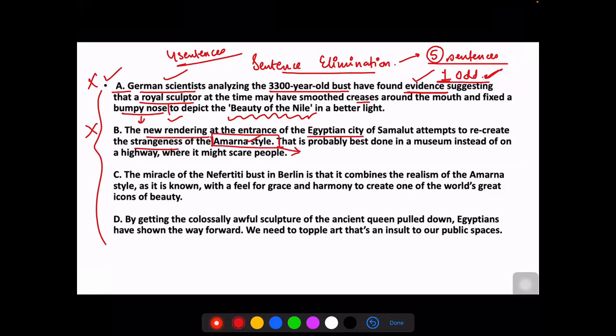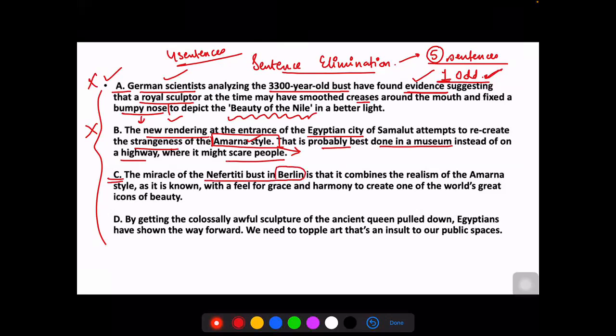So the second point says the new rendering at the entrance of the Egyptian city of Samalut attempts to recreate the strangeness of Amarna style. Now, this is a style which is different from the very first sentence. The first was focused on a royal sculptor, and the second was focused on the Amarna style. So these two are not at all linked because they are talking about different prospects. And they're talking about Amarna style, which is probably best done in a museum instead of on a highway where it might scare people. So this Amarna style is recreated in a museum instead of a highway because maybe it was scary, right?